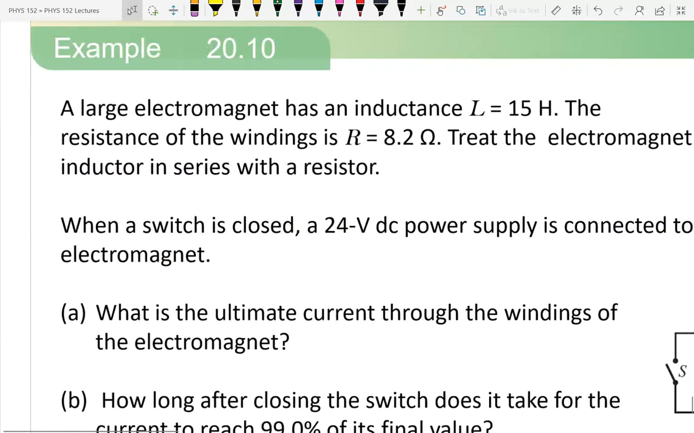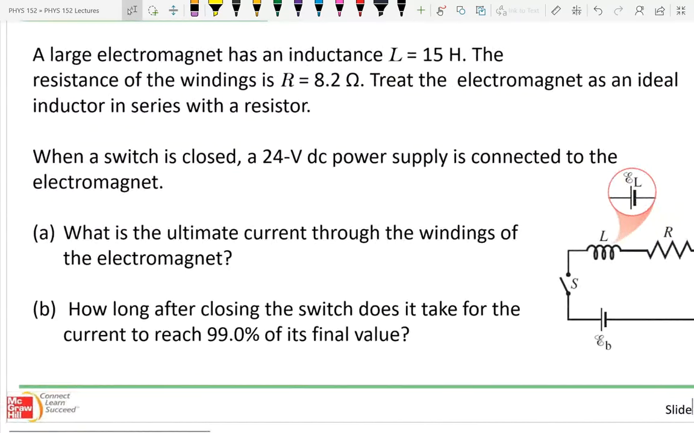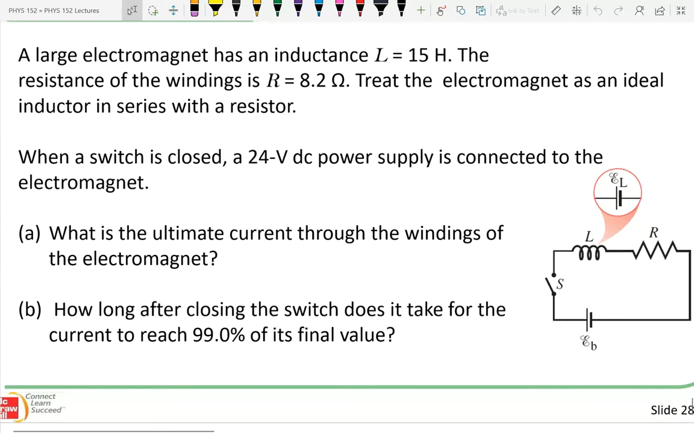Okay, so problem. An electromagnet has an inductance of 15 henries. The resistance of the windings is 8.2 ohms. Treat the electromagnet as an ideal inductor in series with a resistor. Kind of convenient. The resistance in an inductor is never going to be actually 0 because you have wires. So inductors are not ideal in practice. You'll see that in lab. It's not going to be an ideal inductor, but we're treating it as ideal because, hey, we're learning.